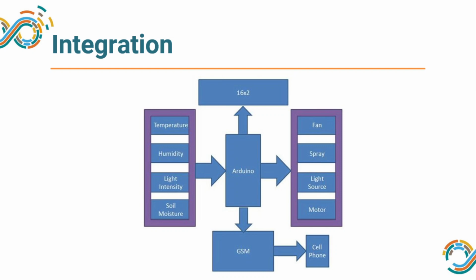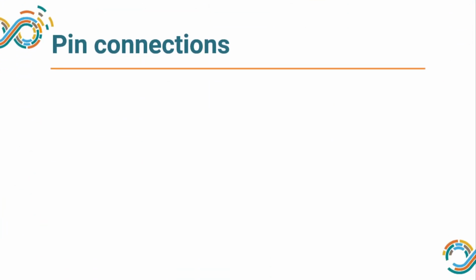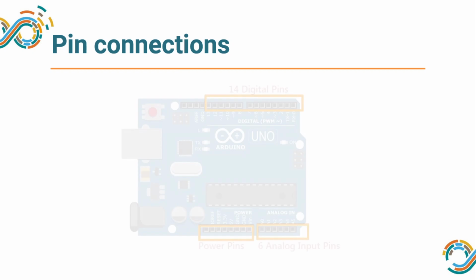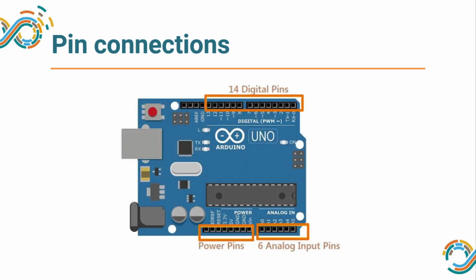Once the processing is done, then we can control other peripheral devices like LCDs, fans, spray fans, motors, or we can even send the signal through GSM to a cell phone. So this is how different kinds of signals are handled by Arduino. So we should know where to connect which type of signal.